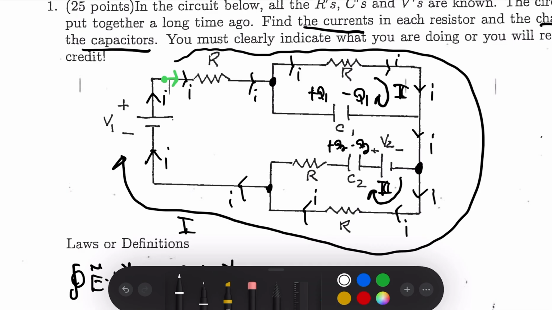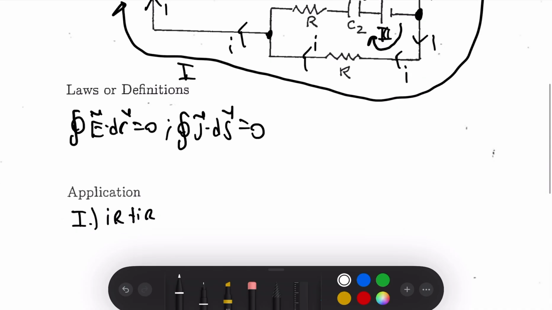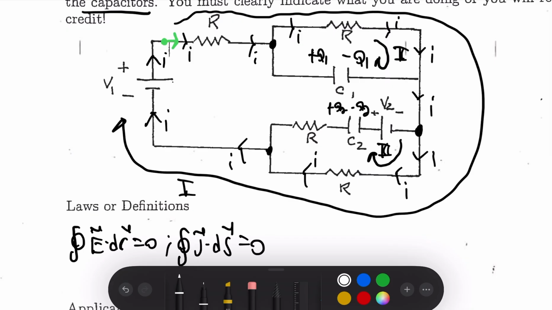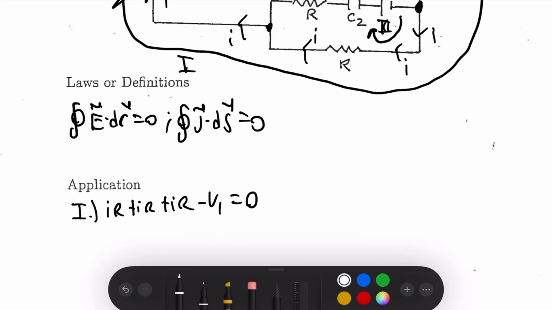And now when I'm at the bottom left, I'm going to the left and current is going to the left. I is still the same and the resistors are. So that's plus another IR. And then I come back and when I'm down here, I touch the bottom part of the battery, which is the negative side. So minus V1 is equal to 0. That'll be my first equation.